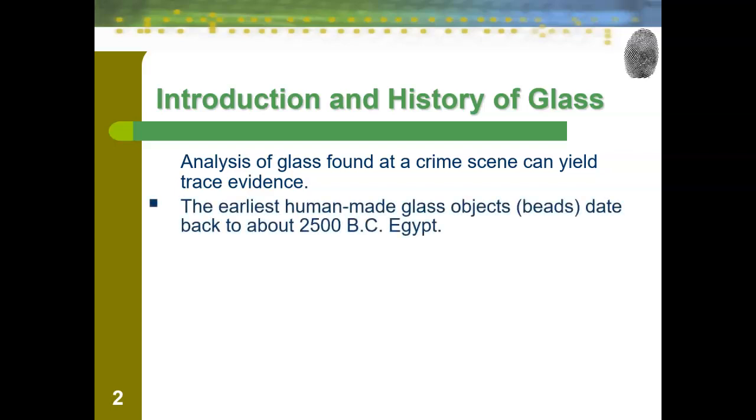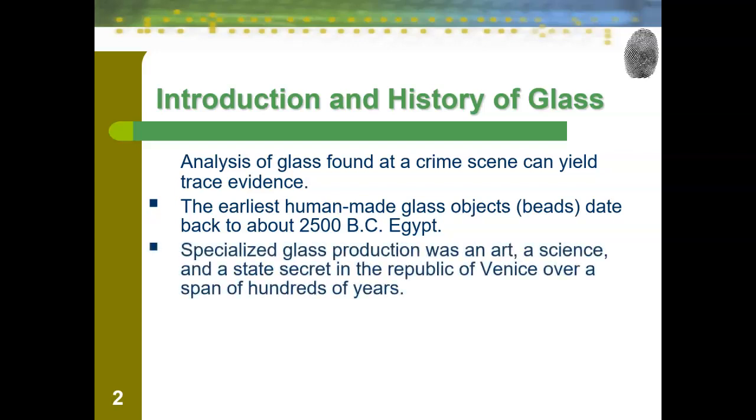As far as our history is concerned, the earliest human-made glass objects, which were beads, date back to 2500 BC in Egypt. So glass has been being made for a very long time, historically speaking. Specialized glass production was an art, a science, and a state secret in the Republic of Venice over the span of hundreds of years. You may have heard someone talk about Venetian glass as if that glass was very fancy. And that's because Venice is where fancy glass really originated from.